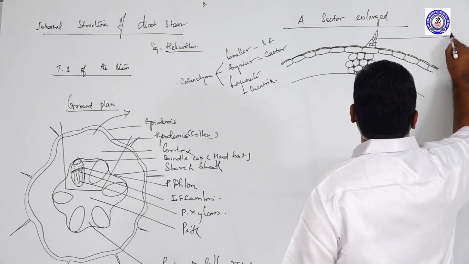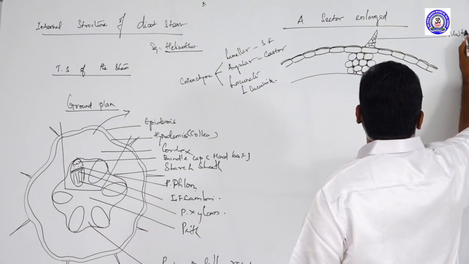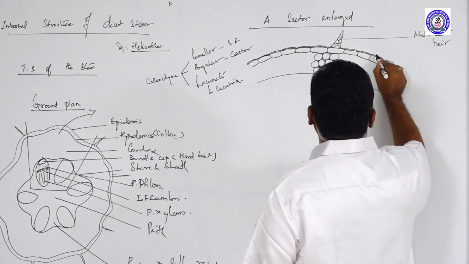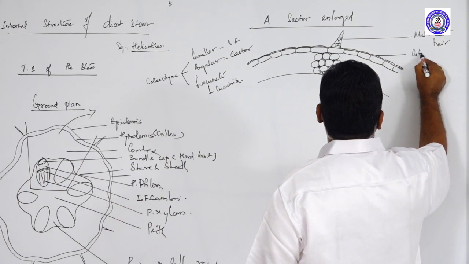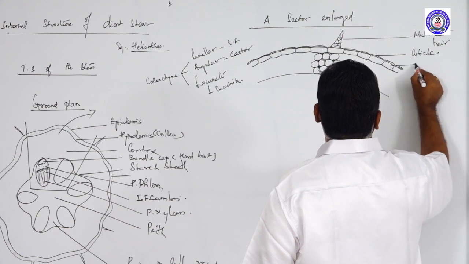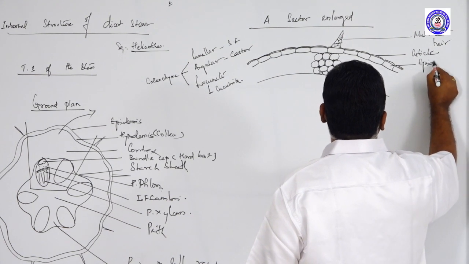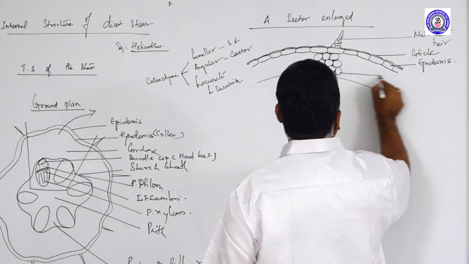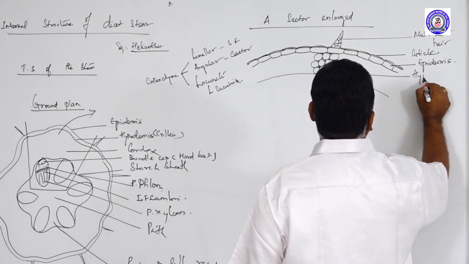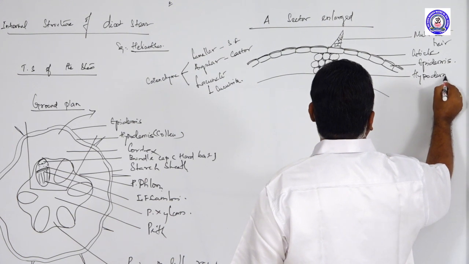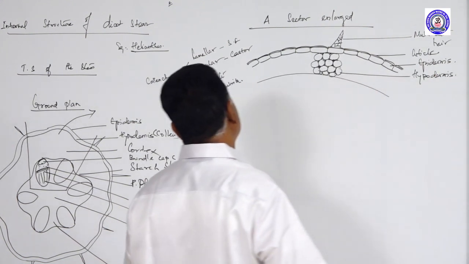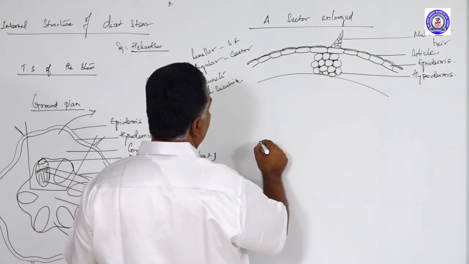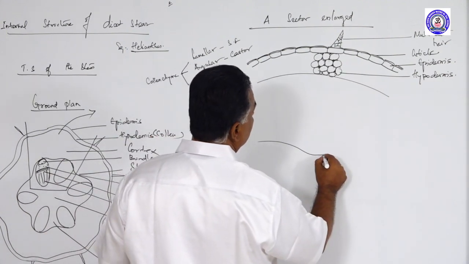So this is multicellular hair, cuticle, epidermis, and this is hypodermis. And next to that is the general cortex. You see the structure afterwards.